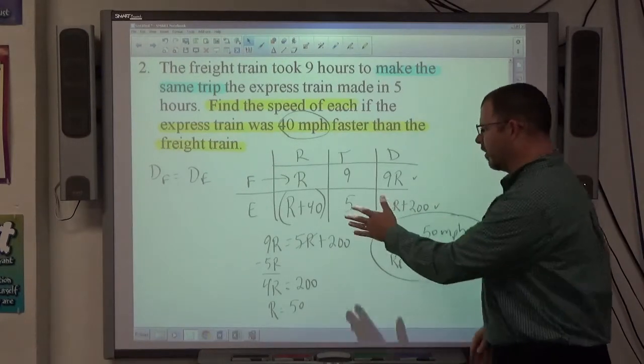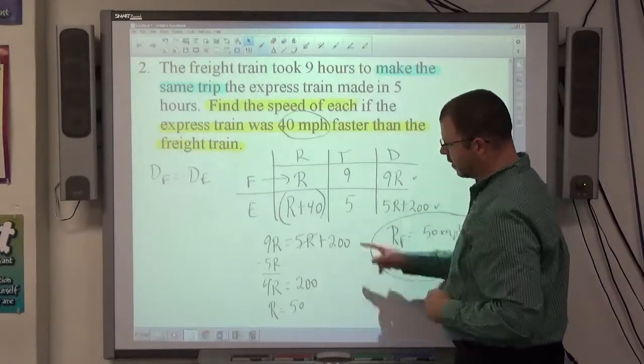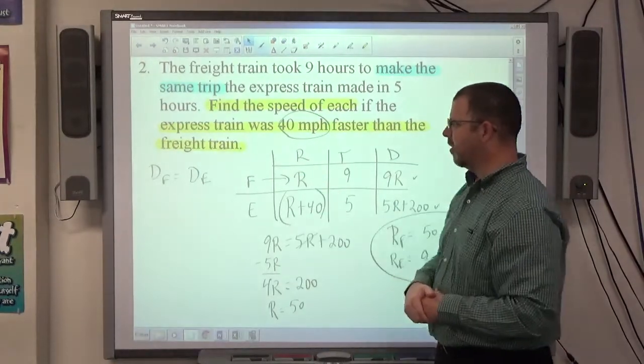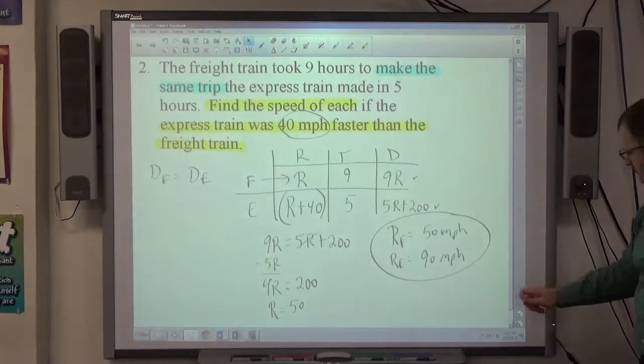Always use the chart not only to organize your information to create a good equation, but also use it to interpret your answer. If you see R equals, you go back up here, see what R represents. You can see what you found, and then you can see what else you need to find based on what they're asking. So in this case, they're asking for both speeds. Make sure you give me both speeds.